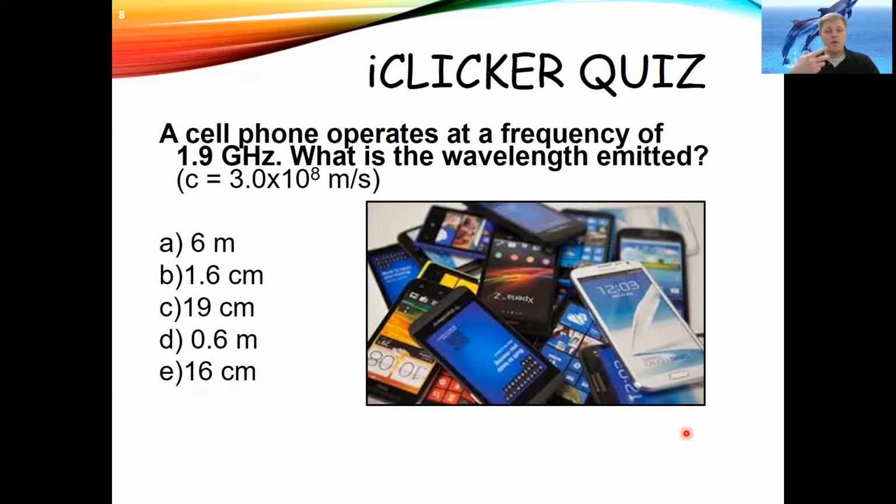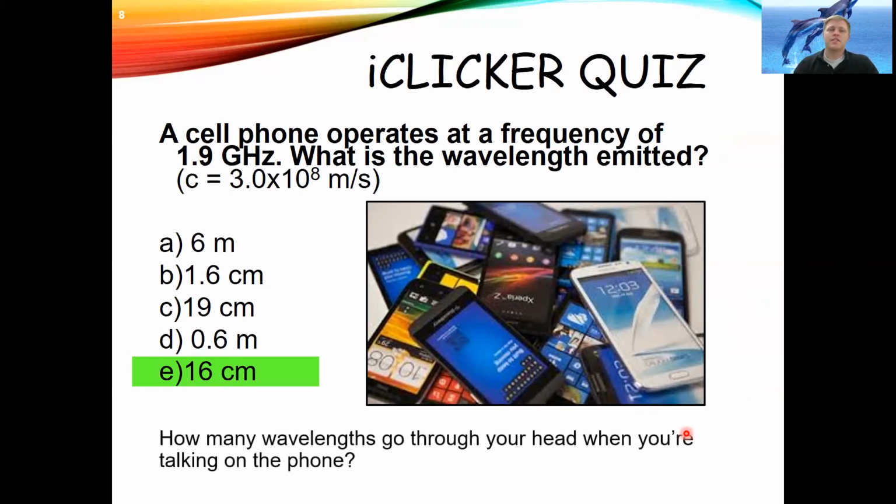All right, so I'm not going to go through all the steps of the math like I did on the previous page, but you should have gotten 16 centimeters, right? You should have taken c equals lambda nu, and then solved for lambda. So the wavelength of the photon being emitted from your cell phone is 16 centimeters.